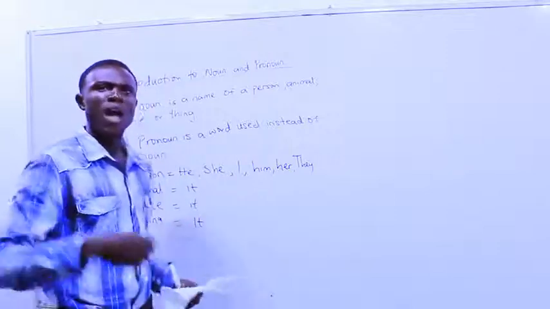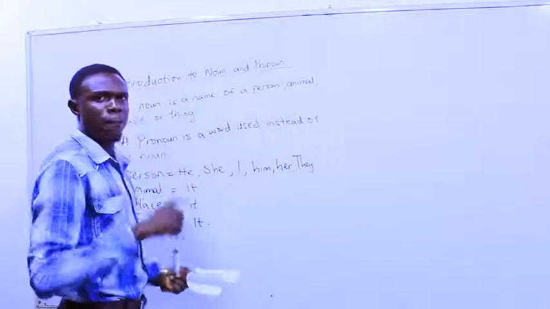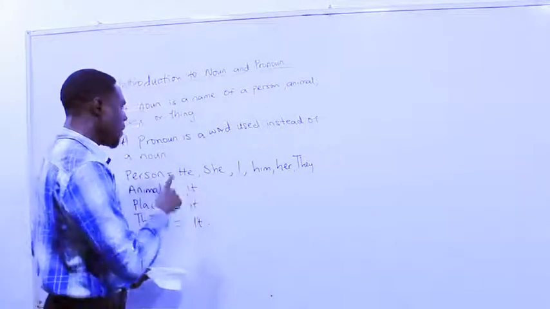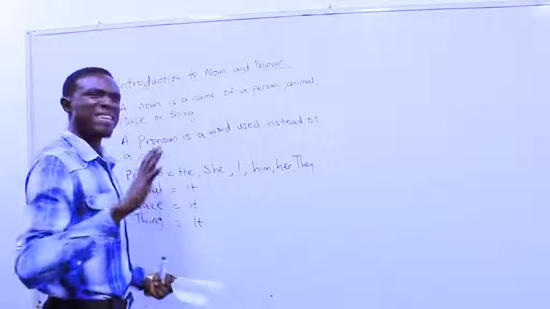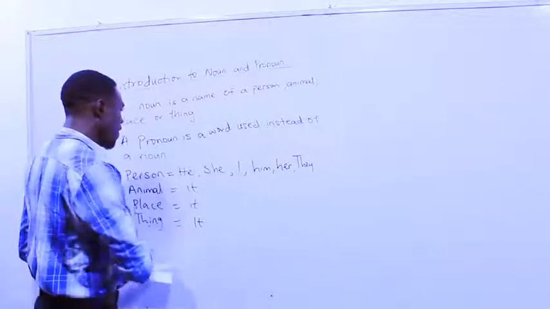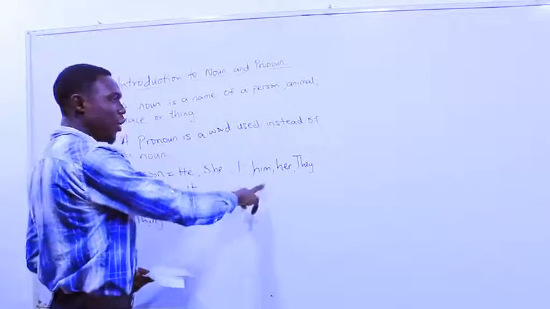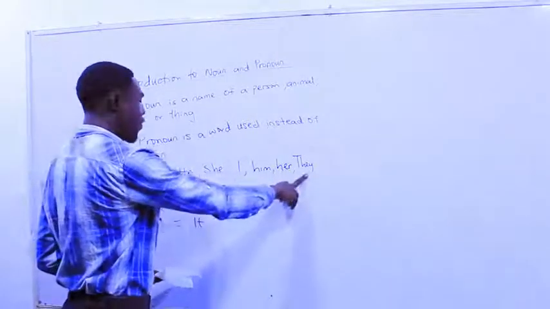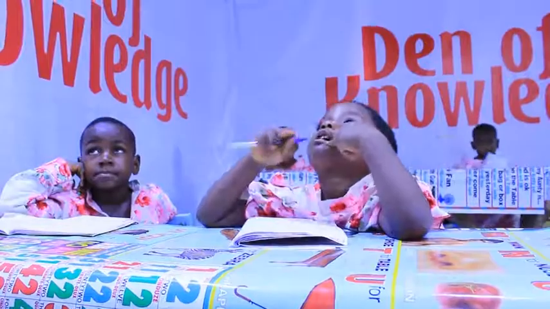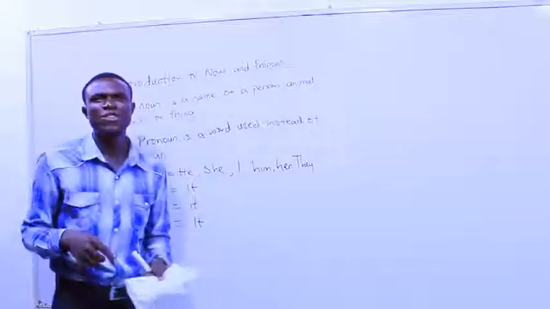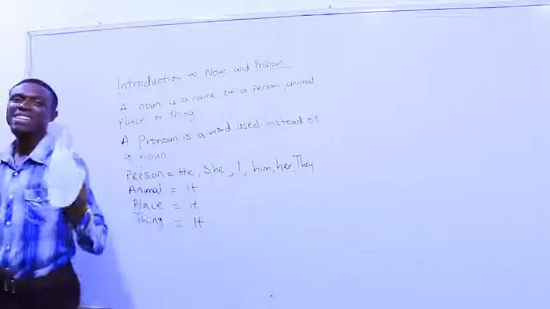So, now I want you to do something for me. Can you make like 10 sentences with he, she, I, him, her, they, it? Thank you, and I'm going to see you next time, same place, Den of Knowledge.